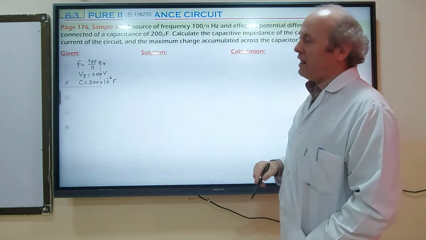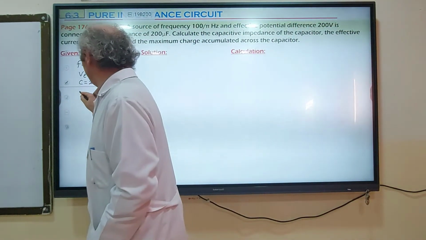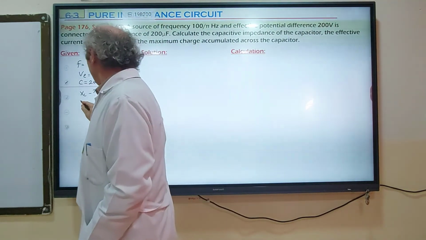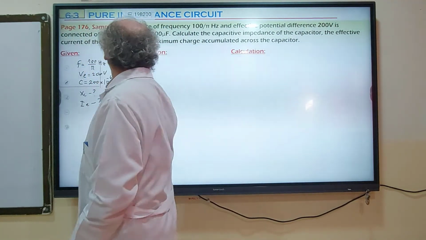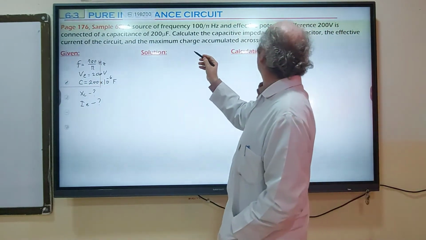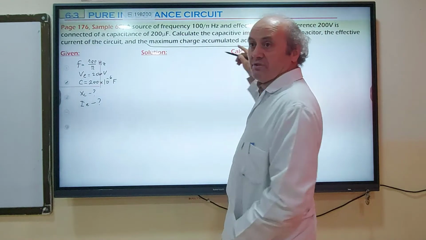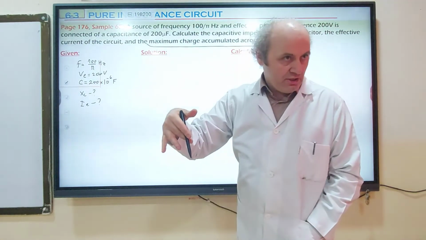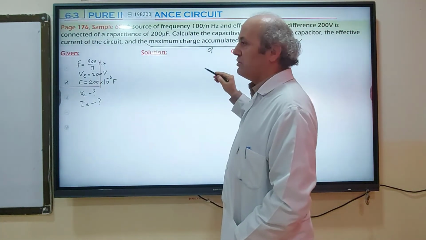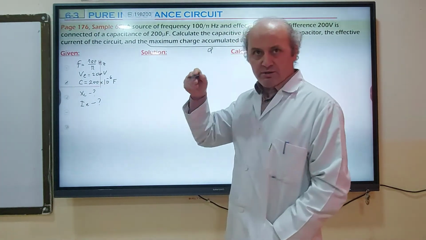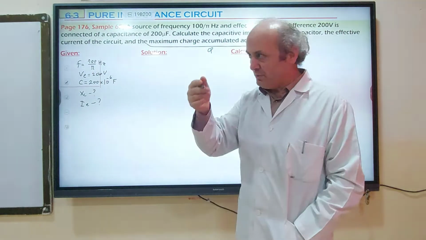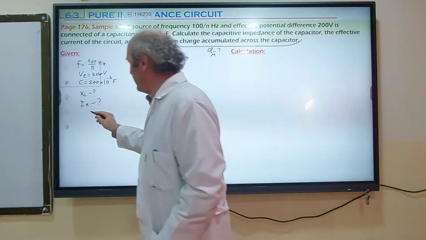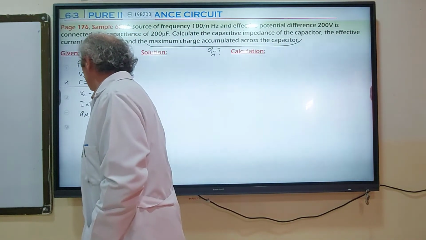Calculate the capacitive impedance, XC of the capacitor. The effective current of the circuit, meaning IE. And the maximum charge accumulated across the capacitor. You may not know this as well, so I will explain how we can calculate the charge. We know that a capacitor stores electric charge. So we know the charge symbol is Q. We studied this before in some whole day courses. What does charge mean? Q is the symbol of charge. Maximum charge is the question, so I will calculate Qm, the maximum charge stored in the capacitor.